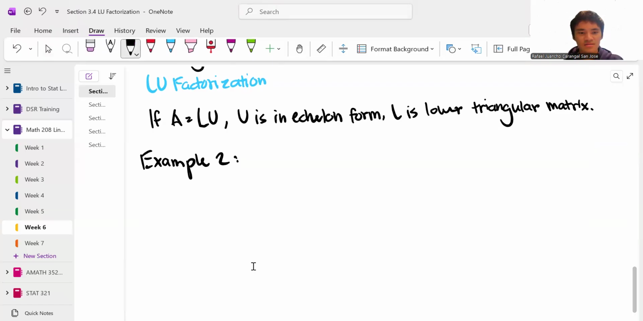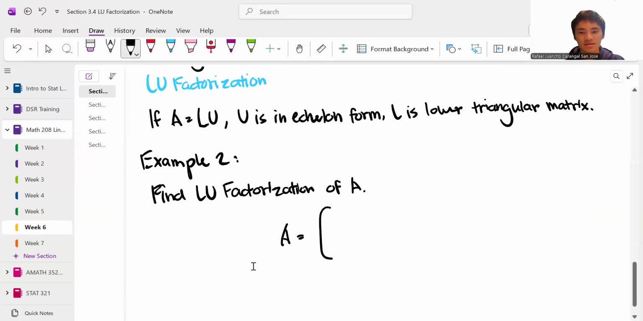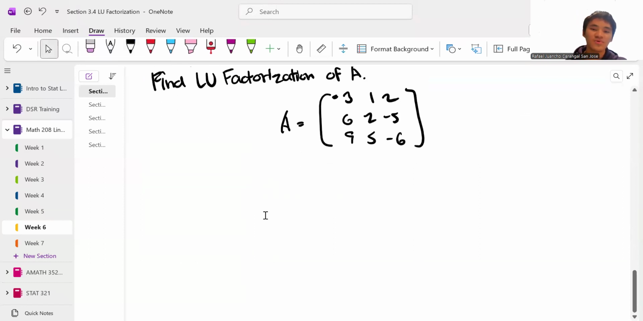So find the LU factorization of A. So how do we do this? Say my A is negative 3, 1, 2, 6, 2, negative 5, 9, 5, 6, negative 6. One thing I would do is just program this.